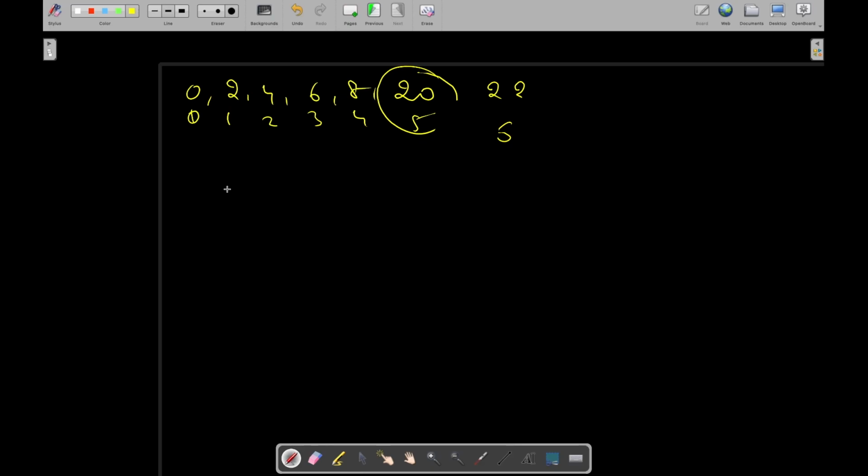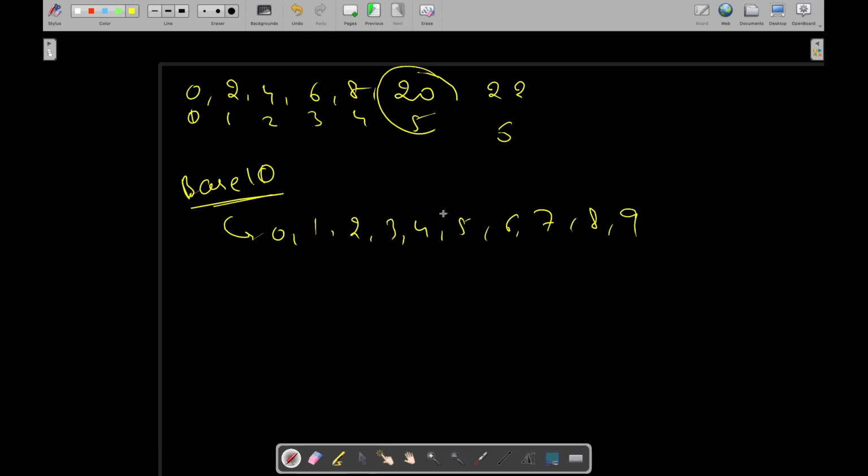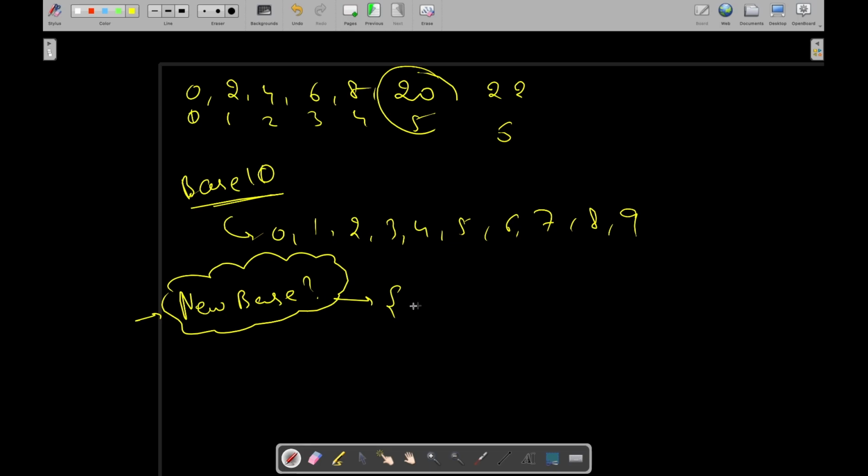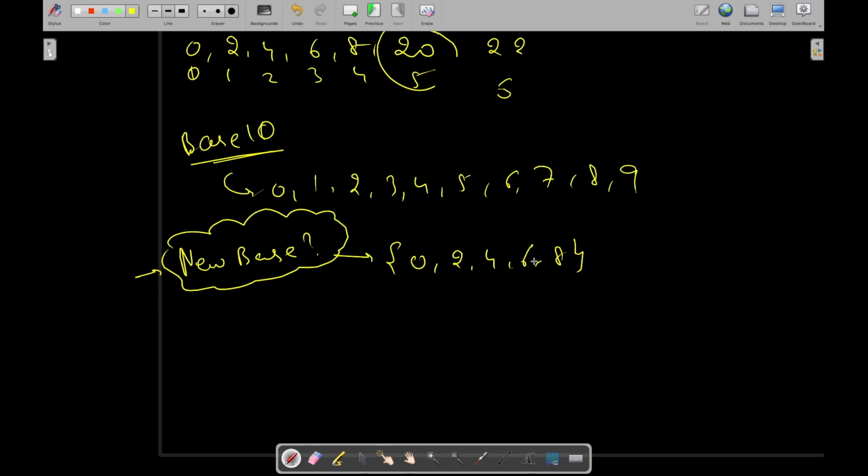So is there a way to represent this number in a different base? I want to try representing it like in the base 10 number system. In base 10 number system, we have the digits 0, 1, 2, 3, 4, 5, 6, 7, 8, and 9, right? These are the digits that we have, and using these digits we represent every number. So why can't we create a new base? I started thinking, can we create a new base number system which has only these digits 0, 2, 4, 6, and 8? I want to represent every number from 0 to infinity using these digits. And actually that is the solution to this problem.